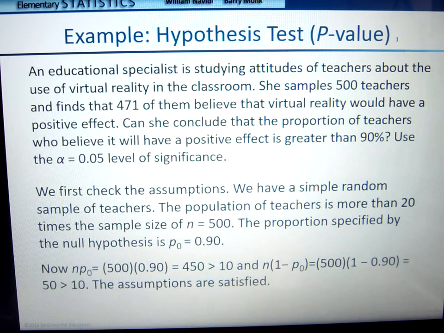Now, if I take 500 times that, I will get 450, which is bigger than 10. If I take n times 1 minus p, which is going to end up being 0.1 times that, I will get 50. Now, since both of these are over 10, the assumptions are satisfied and we can move forward.